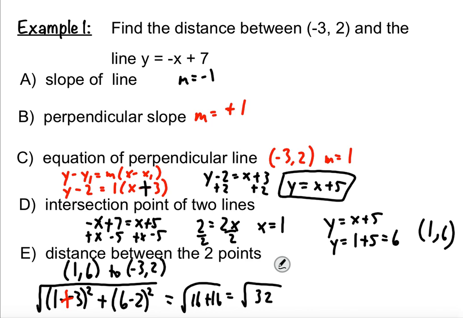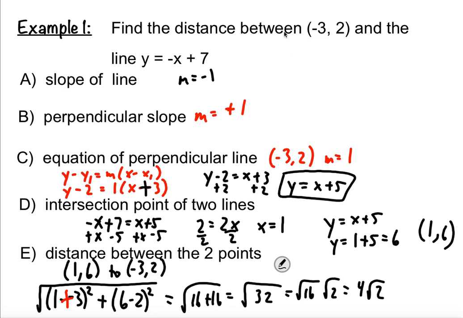Now we have to break down that square root. What goes into 32? Oh yeah, 16 times 2. The square root of 16 is 4, and then we're left with the square root of 2. So 4 square root of 2.